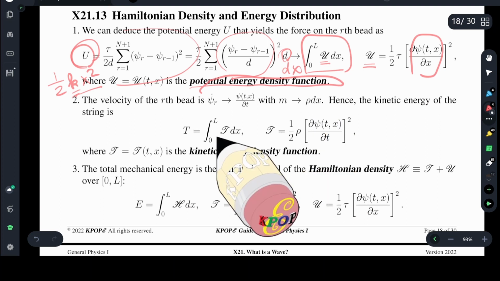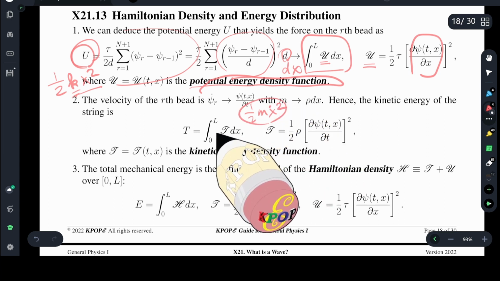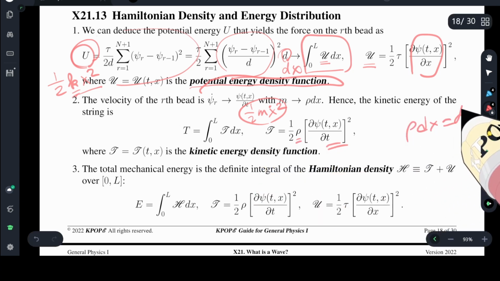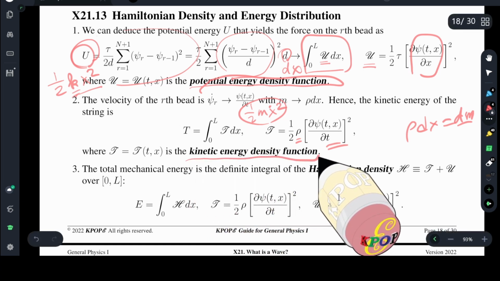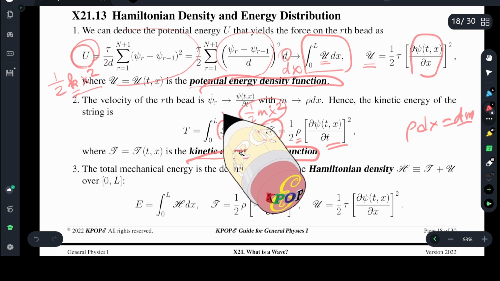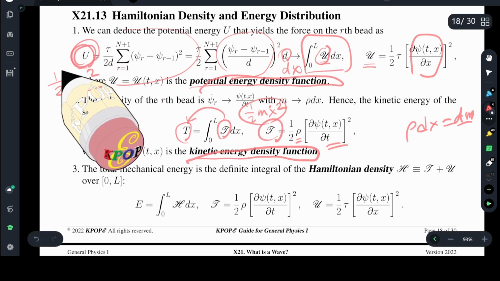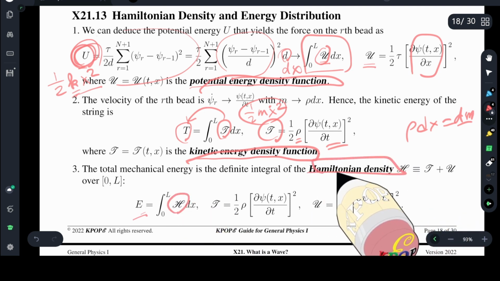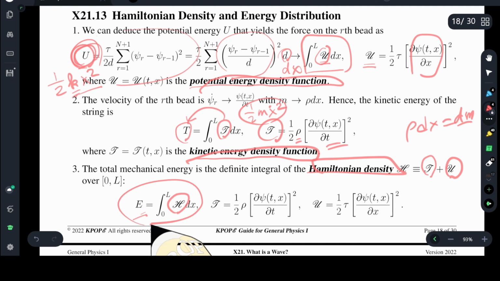In a similar manner, I can compute the kinetic energy, there is a 1/2 m x dot squared, from the wave function. So this is velocity, and density times dx. Rho dx is a dm, mass. So 1/2 mv squared is integrated from 0 to L. This is called the kinetic energy density function. Density function is integrated to have kinetic energy. Potential energy density function, if you integrate, then you have potential energy. The sum of potential energy and kinetic energy is called total mechanical energy, or Hamiltonian. So after integrating the Hamiltonian density, that is kinetic energy density and potential energy density, this is the total mechanical energy of the vibrating string.